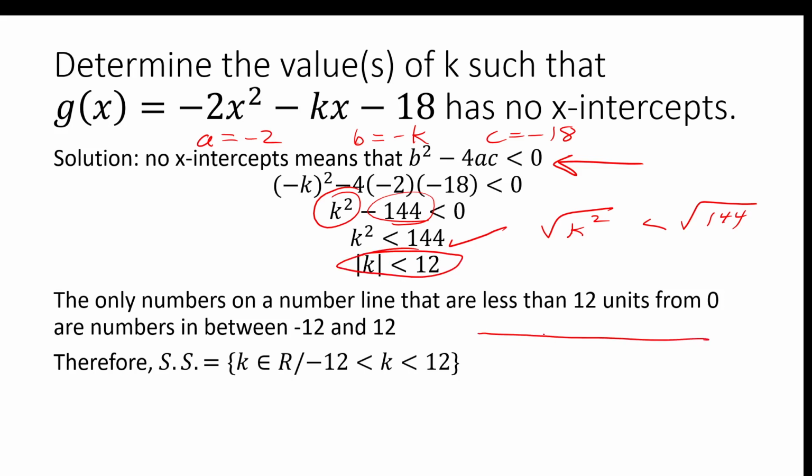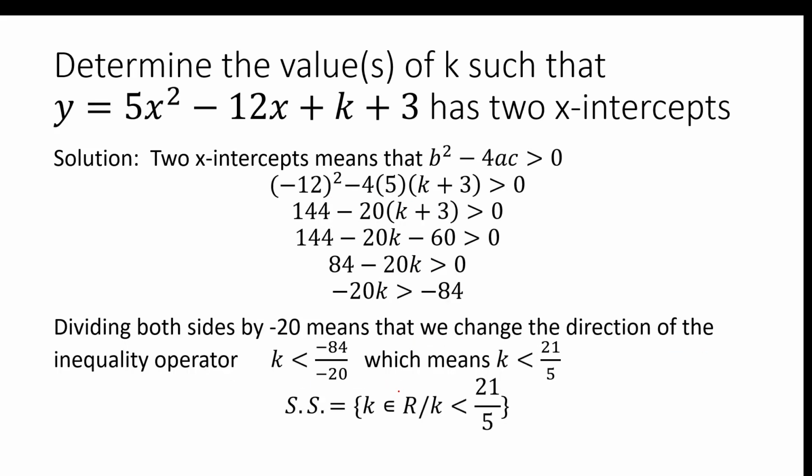So on a number line, we would have numbers in between negative 12 and 12, because those values would have a distance from 0 less than 12. And so our solution set would be as shown on the bottom of the screen.